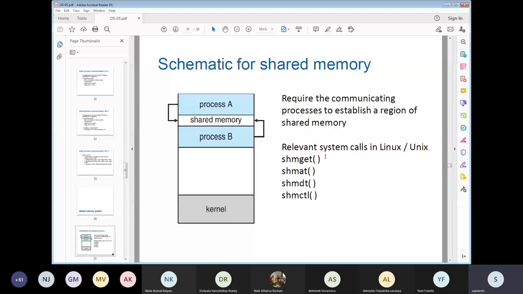Now there are several system calls which are needed to create and then operate such a shared memory, like shmget, shmat, etc. As you see, all these system calls start with shm, which is shared memory. So shmget is shared memory get, at is for attach, dt is for detach, etc. So let us see these system calls.